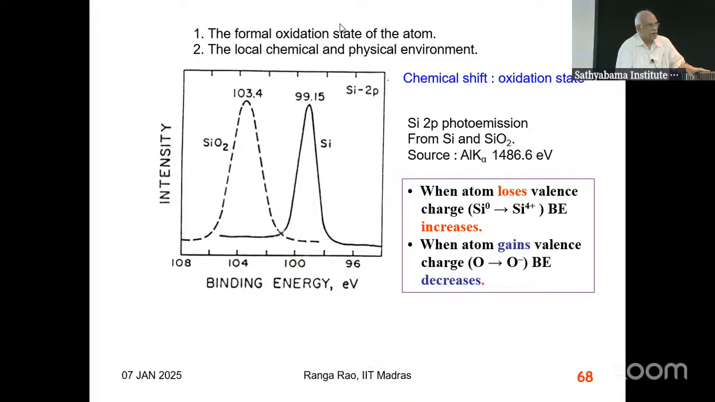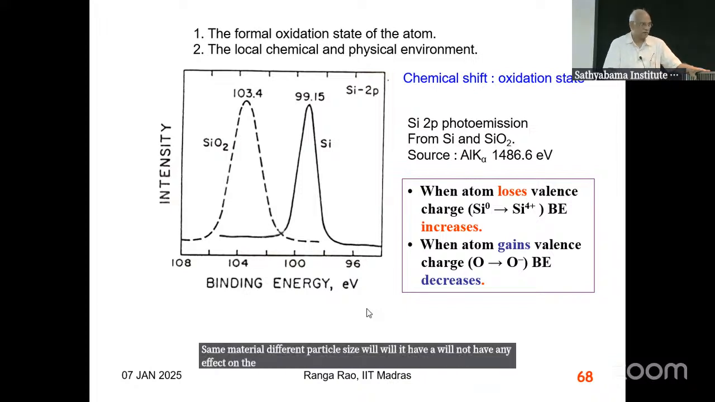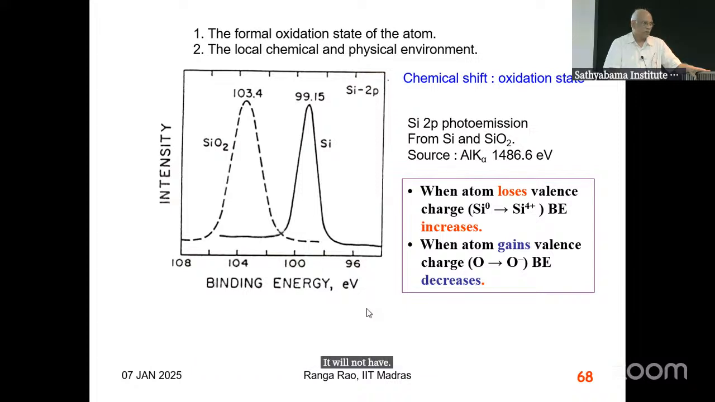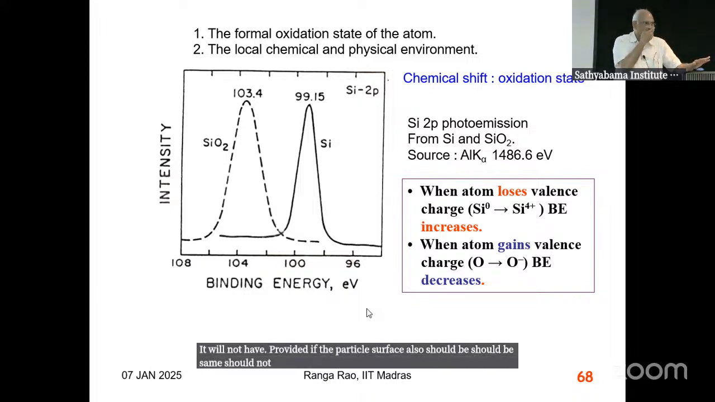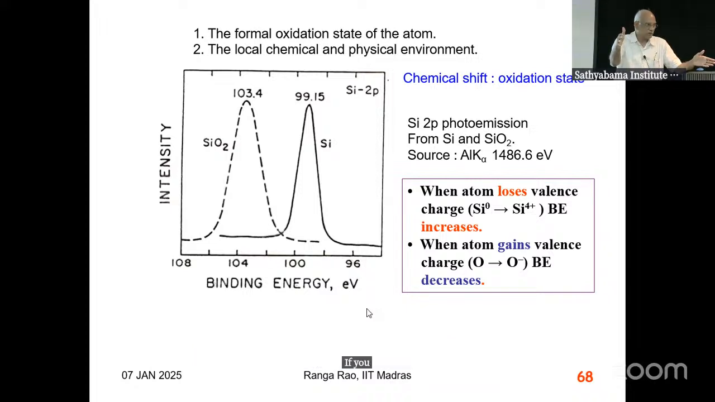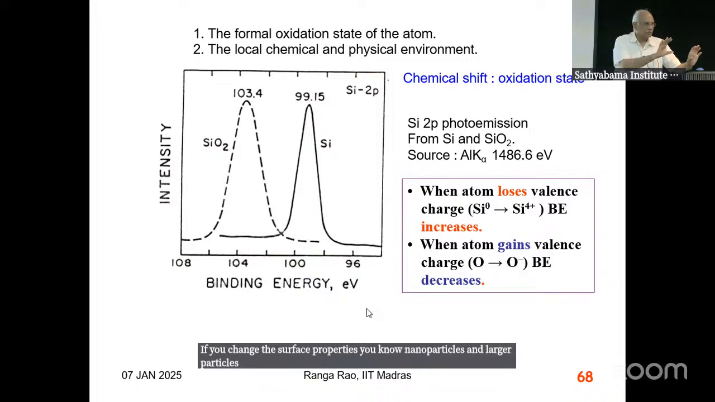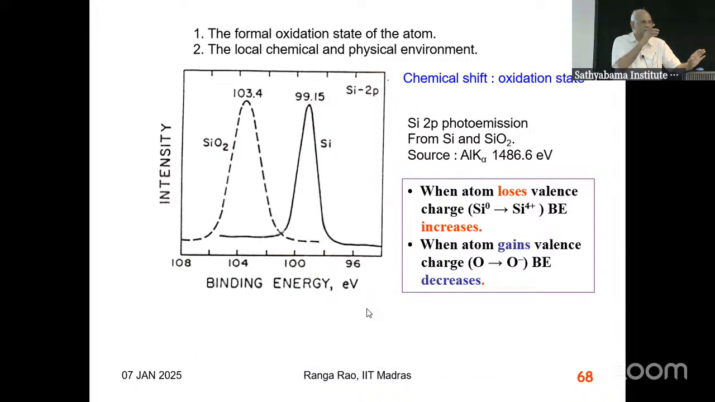Same material, different particle size: will it have any effect on the spectral signatures? It will not, provided the particle surface should also be the same, not different. If you change the surface properties, between nanoparticles and larger particles, the surface may get modified. Is this slide given? Right. Let me just give you this example.